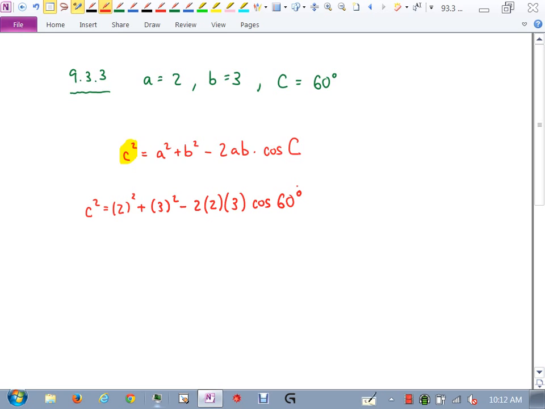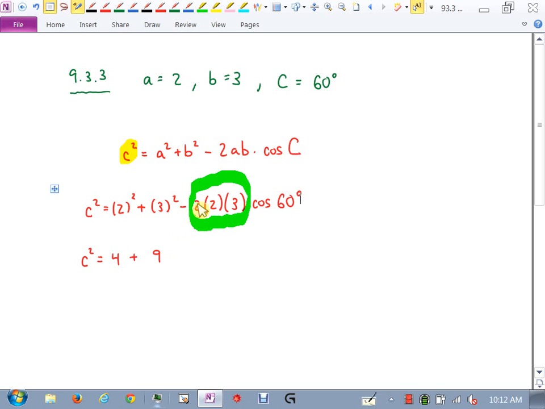And now I'm just going to figure out what all this is. Just remember order of operations, right? Parentheses, exponents, multiplication, division from left to right, addition, subtraction from left to right. So I'll do all my exponents first. I'm going to get 4 here plus 9. And then this is all multiplication in here, right? All this is multiplication.